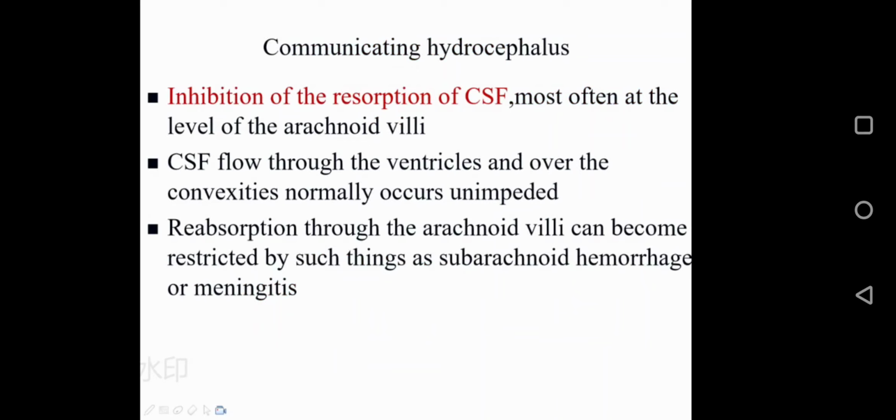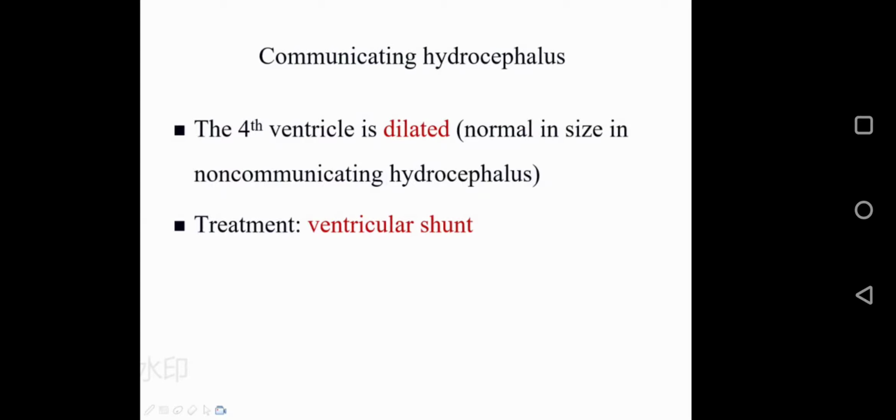Here is a case of communicating hydrocephalus in a 9-year-old boy. We can see all the ventricles are dilated, especially the temporal horns, which are greater than 2 mm in size. This is another case in an 81-year-old man, and the ventricular system is hugely dilated, especially the temporal horns, which are greater than 2 cm.